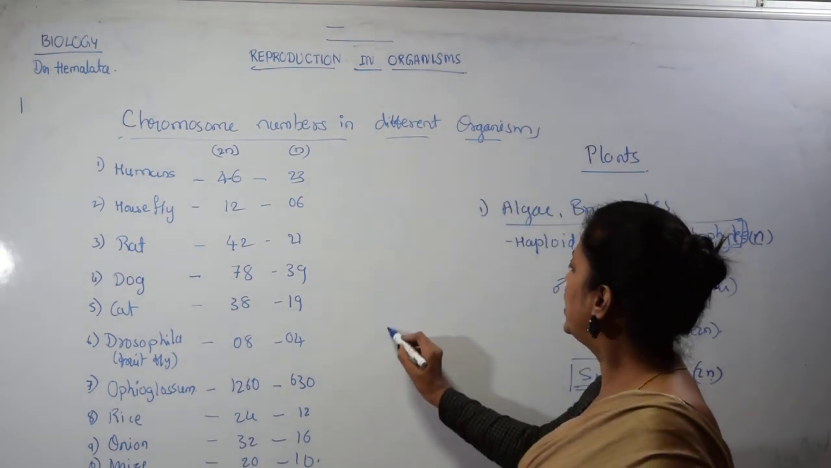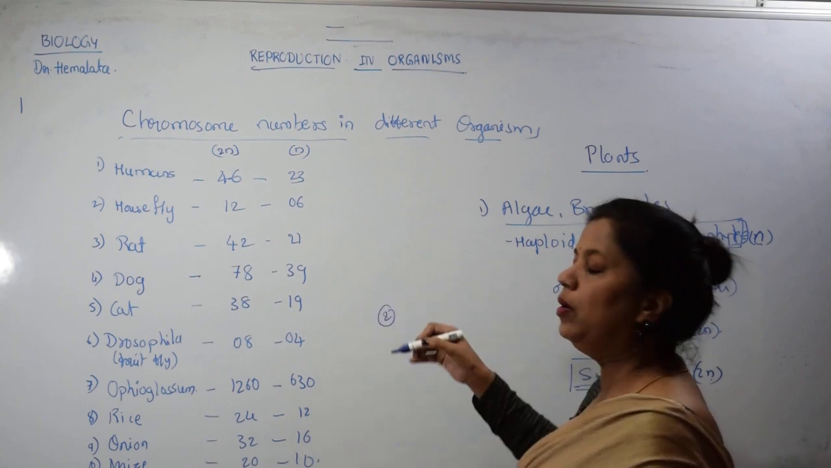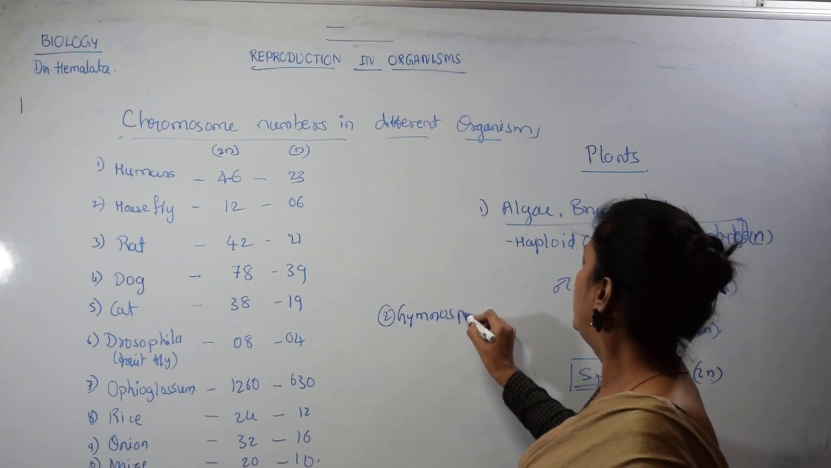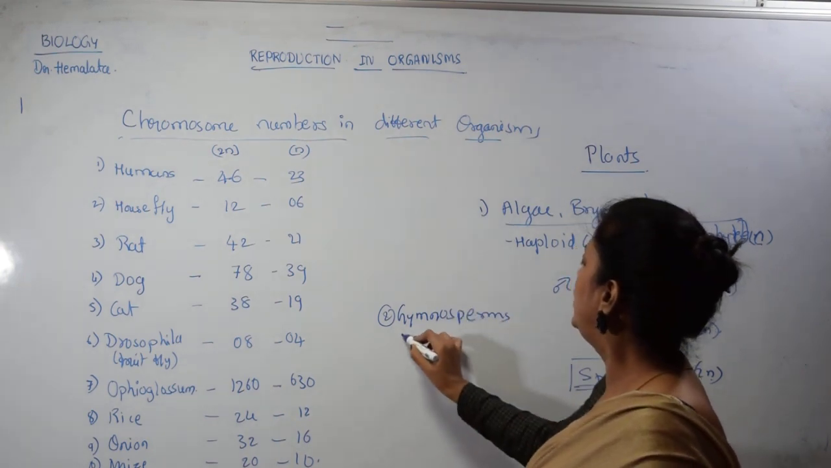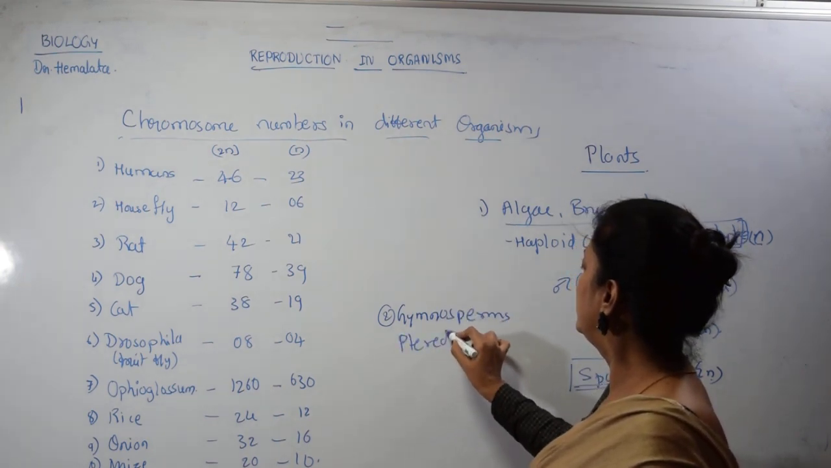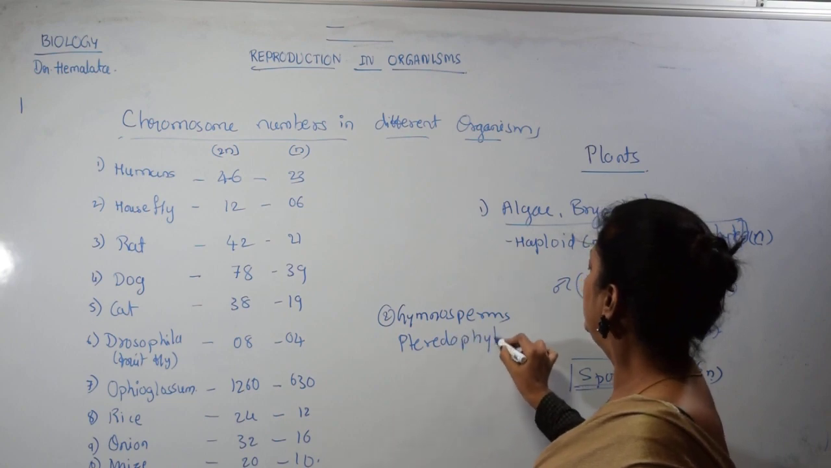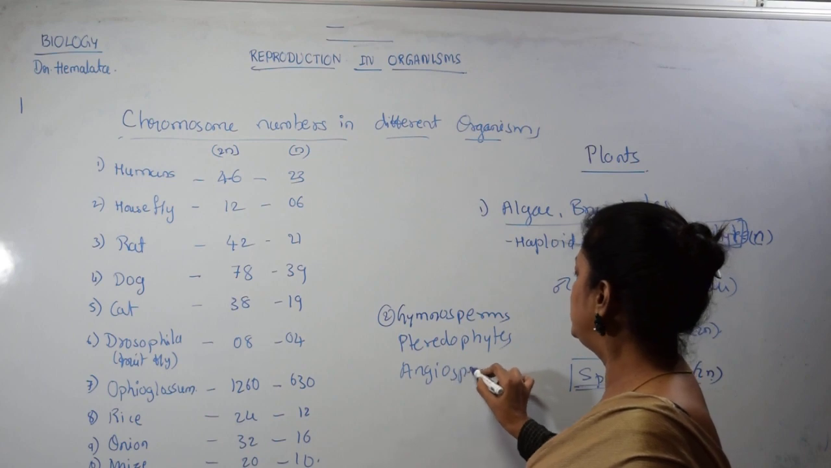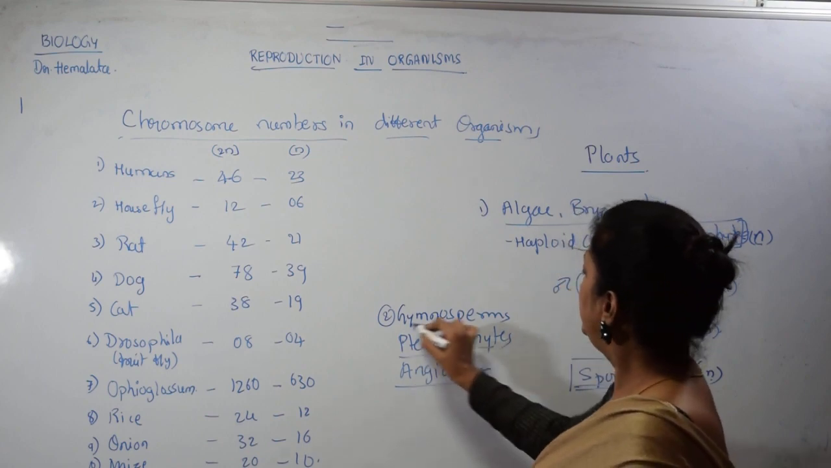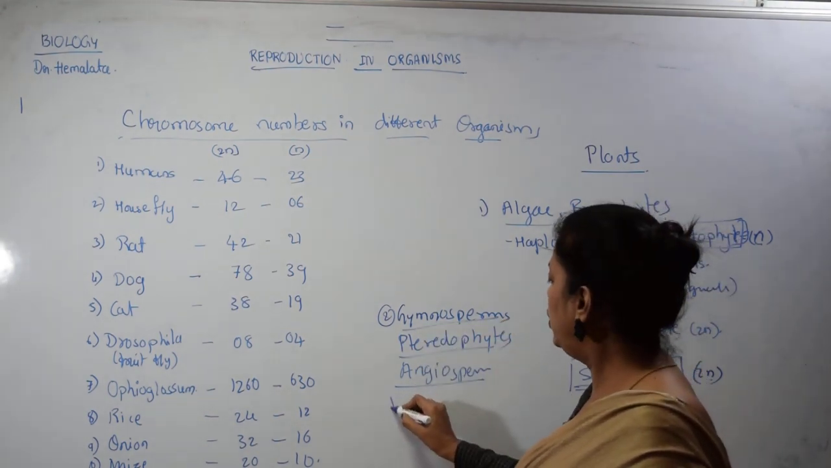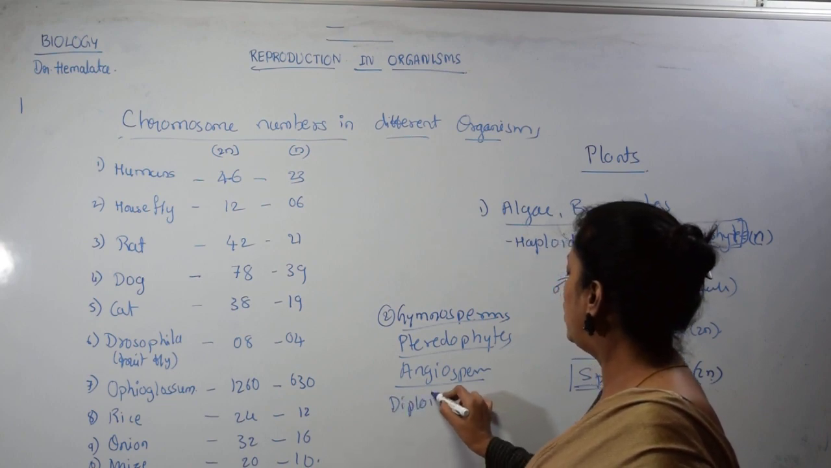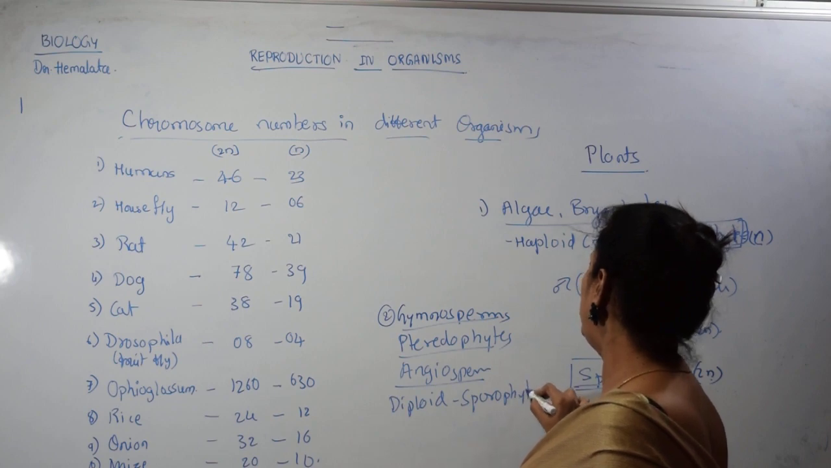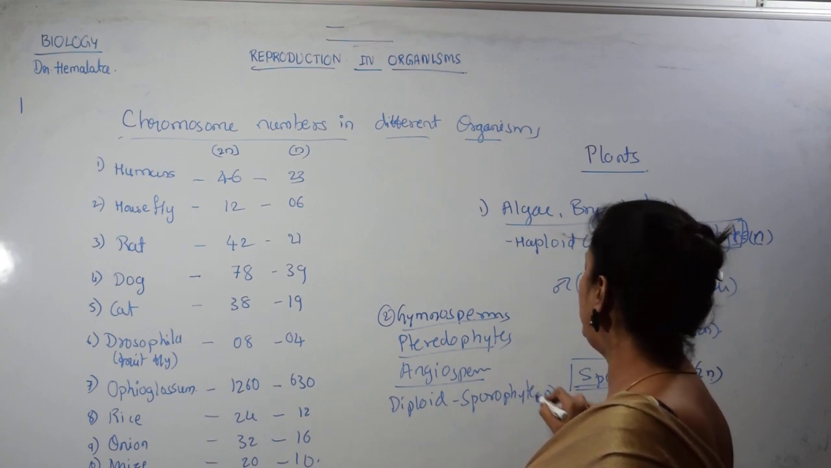But if you observe the second one, in plants like gymnosperms, pteridophytes and angiosperms, these are all having a diploid plant body. The plant body is diploid and we call this the sporophyte. Sporophyte, and it will be 2n in number, right?